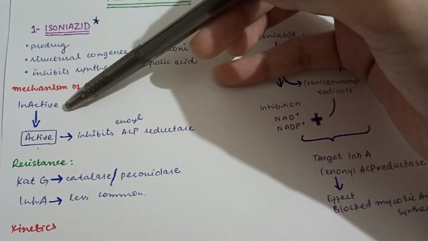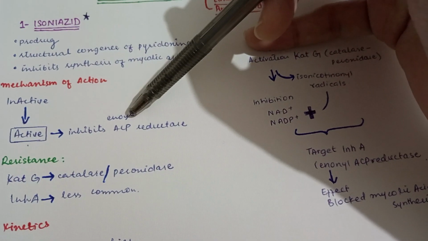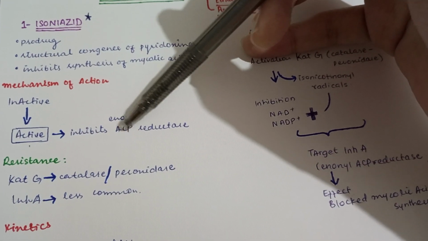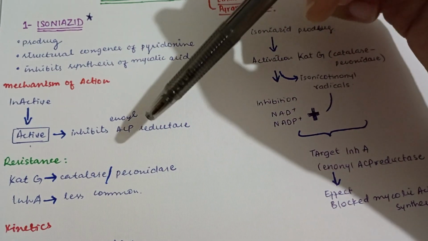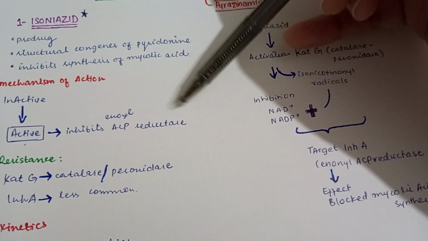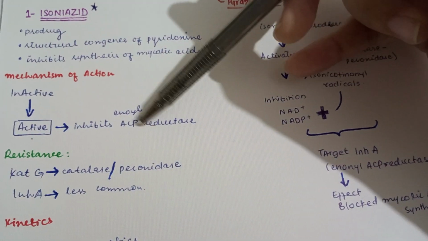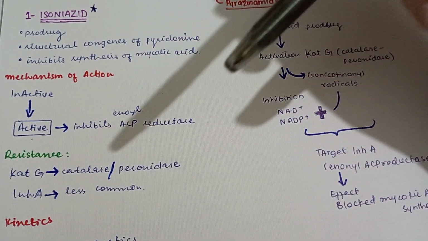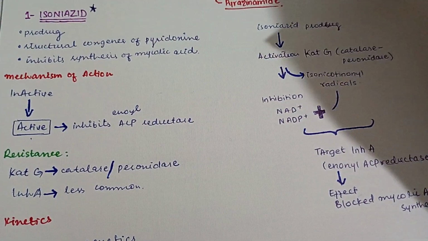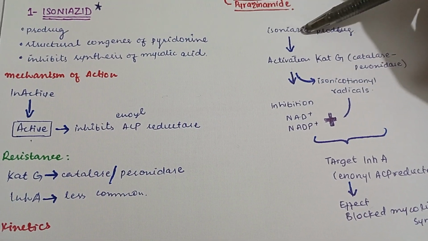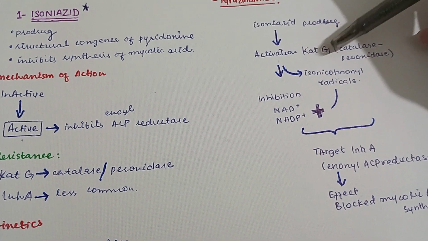So we have our inactive isoniazid that is converted into active form, and the active form actually inhibits enoyl ACP reductase. Here ACP stands for acyl carrier protein. This enzyme is involved in the fatty acid synthesis, and so we can guess that by inhibition of this enzyme, our mycolic acid, that is the main component of the cell wall, is not going to be synthesized.